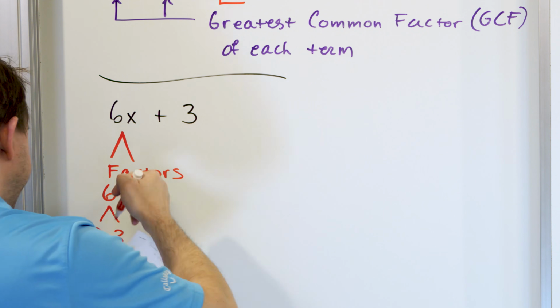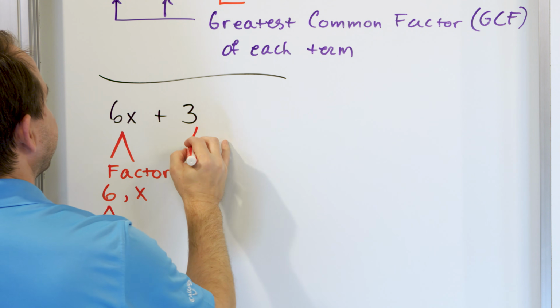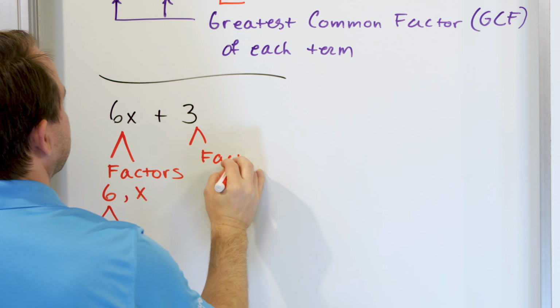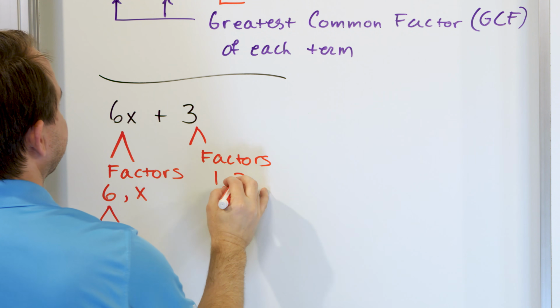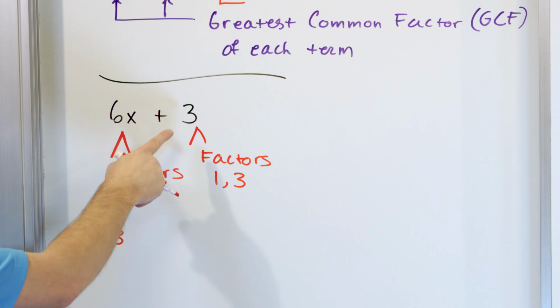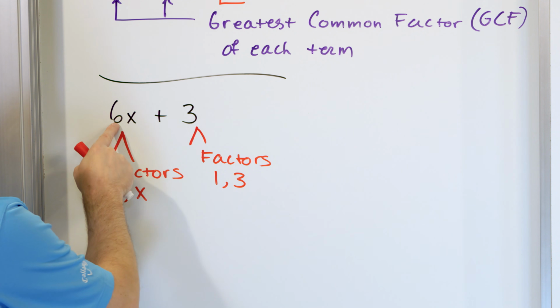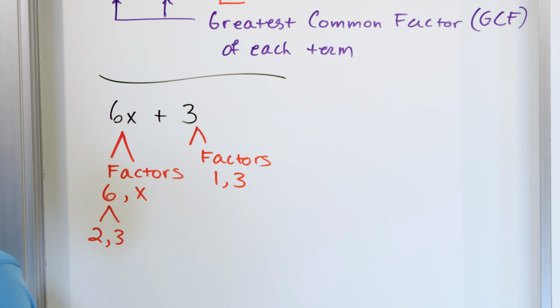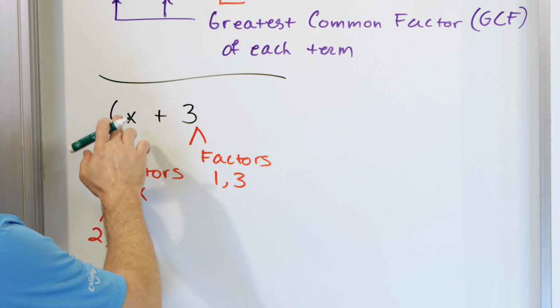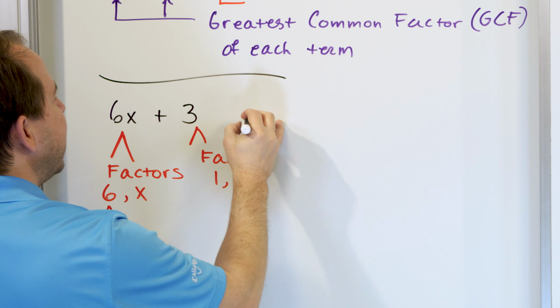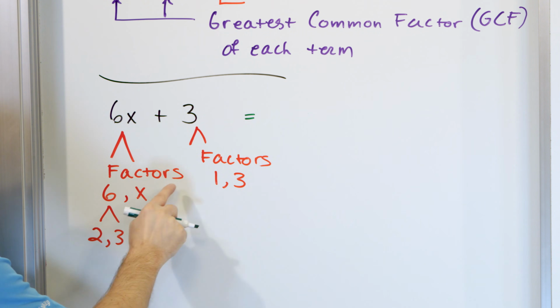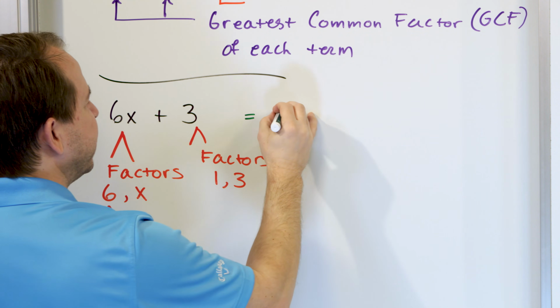Now for 3, the factors of 3, I'll just write it here, it's just going to be 1 and 3. 1 times 3 gives me 3. I can't pick anything else that multiplies together to give me 3. So remember what the big picture here is. I'm trying to figure out what is the largest thing common to this term and to this term. But you see, there's a 3 that's a factor here, and a 3 that's a factor here. So even though it doesn't look like there's anything common to these things, it's telling me that the biggest thing common to both of these things is actually the number 3.